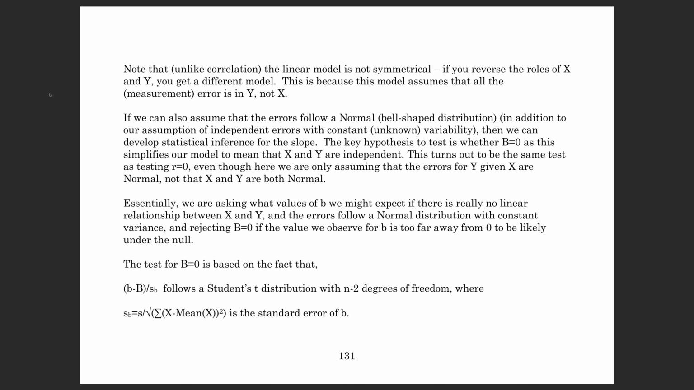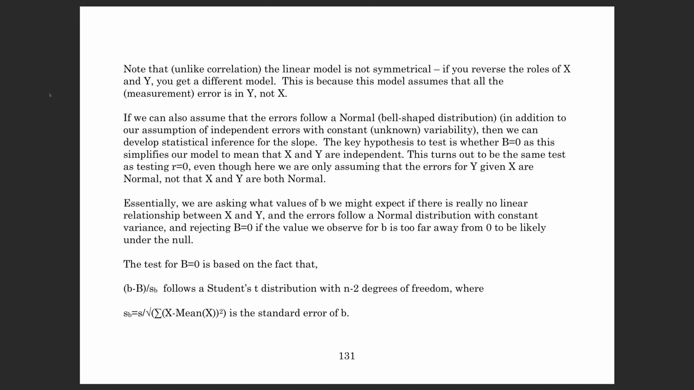So that's the same test as testing r equals 0. Essentially we're asking what values of little b we might expect if there is really no linear relationship between x and y. So little b is our test statistic. The errors follow a normal distribution with constant variance. If they do, then we will reject capital B equals 0 if the value we observe for little b is too far away from 0 to be likely under the null hypothesis of capital B equals 0.